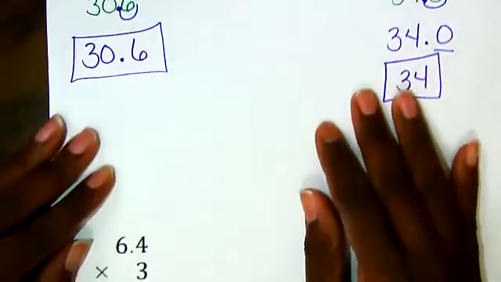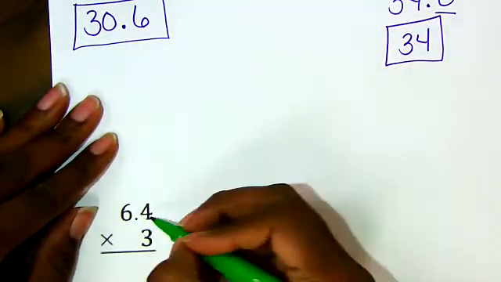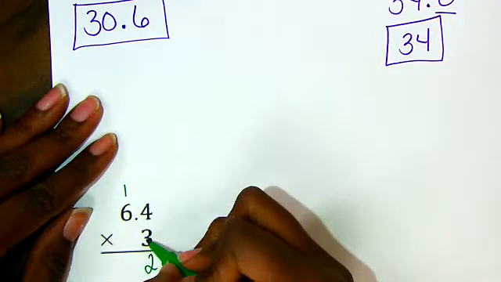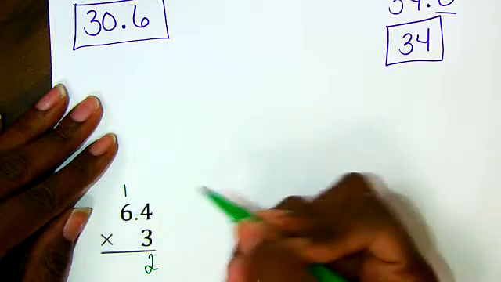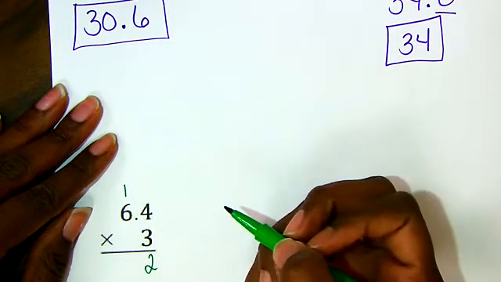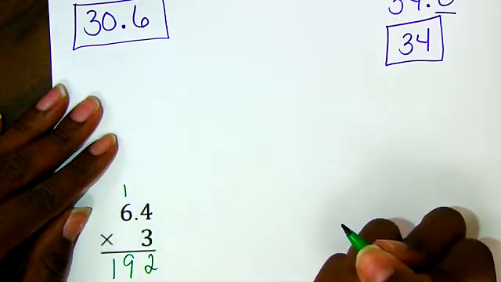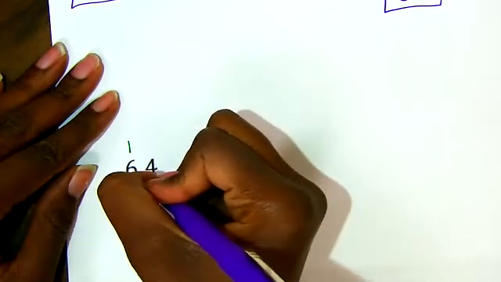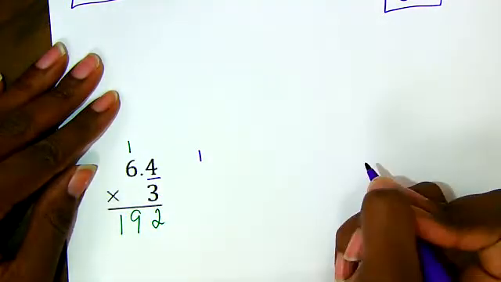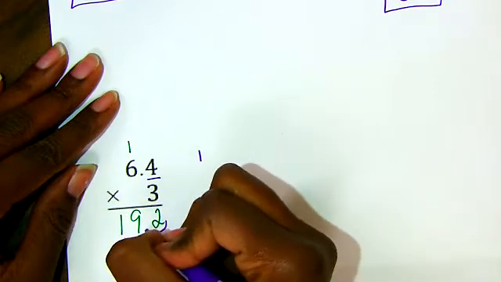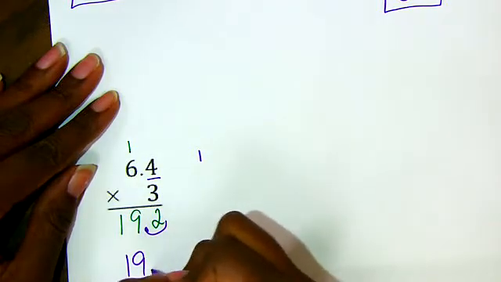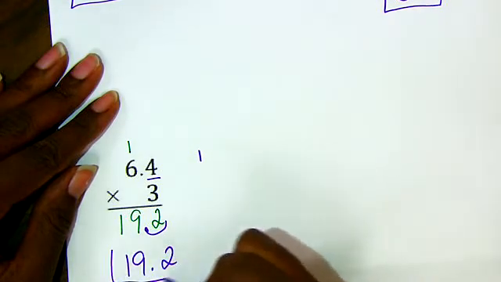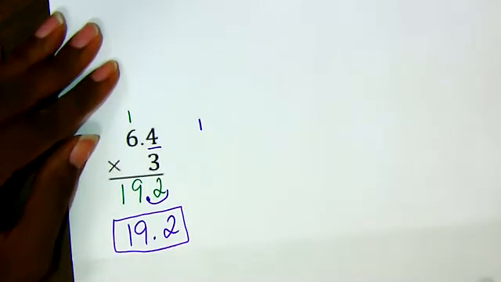Okay, so I'm going to multiply like normal. 3 times 4 is 12. 3 times 6, 18, plus 1, 19. So I got 192. I need to count my decimal places. I have 1. So I'm going to start at the back, move it 1 spot. 19.2. There's an actual number back here, so I have to leave it. And I'm going to box in my final answer. Okay.